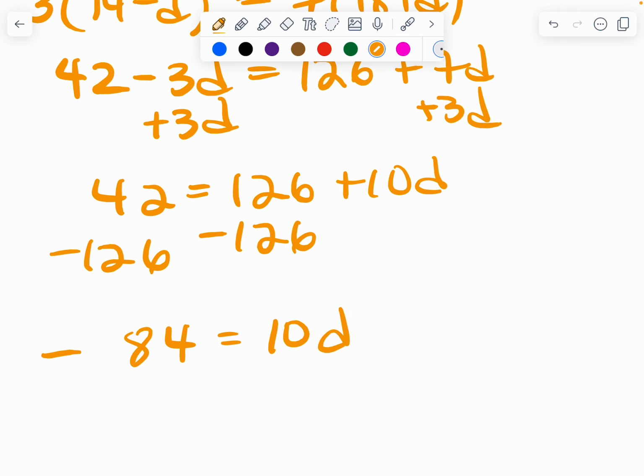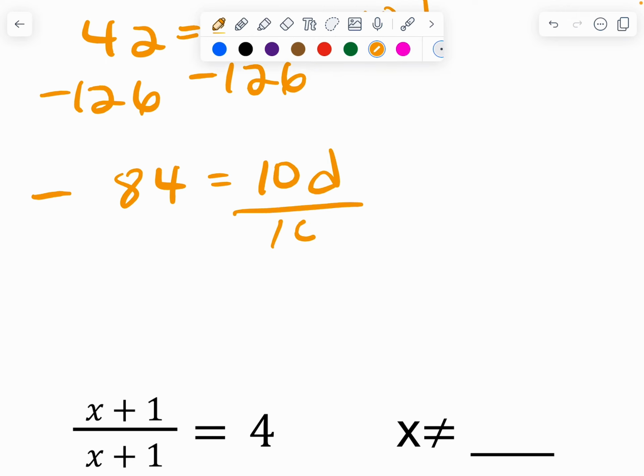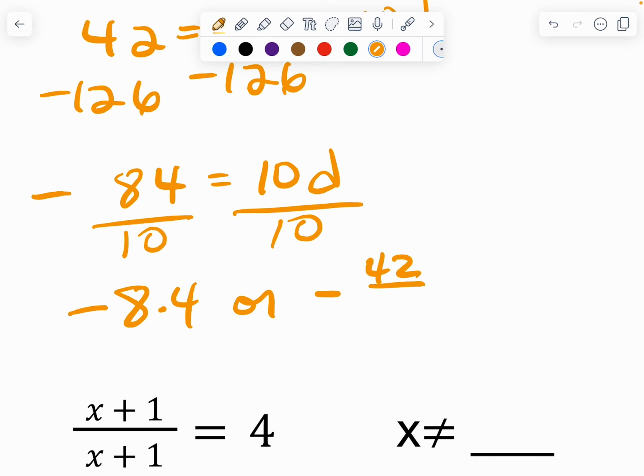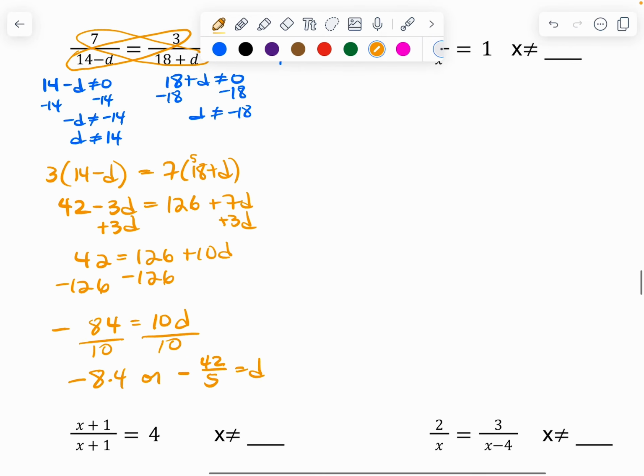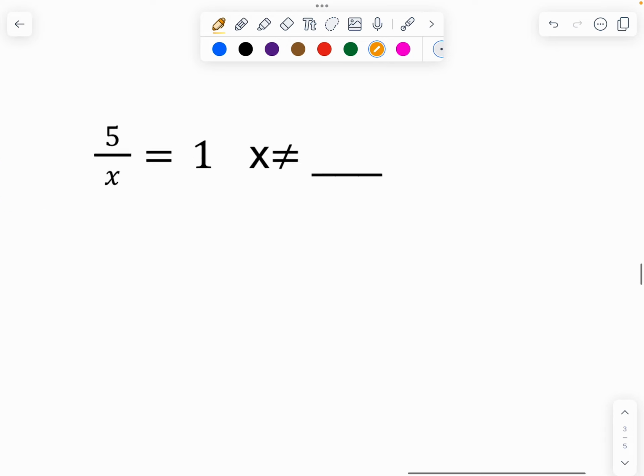10D. So I divide both sides by 10. Negative 8.4. Or if you just simplify the fraction, 2 goes into that, negative 42 over 5. Okay, so neither one of those are 14 or negative 18, so it works perfectly.